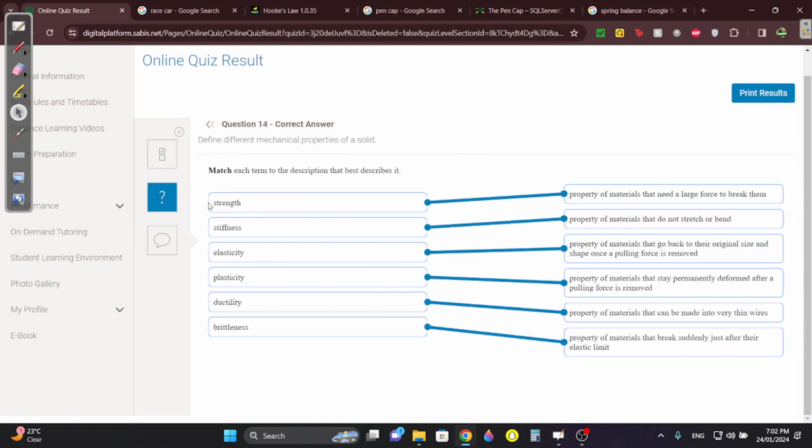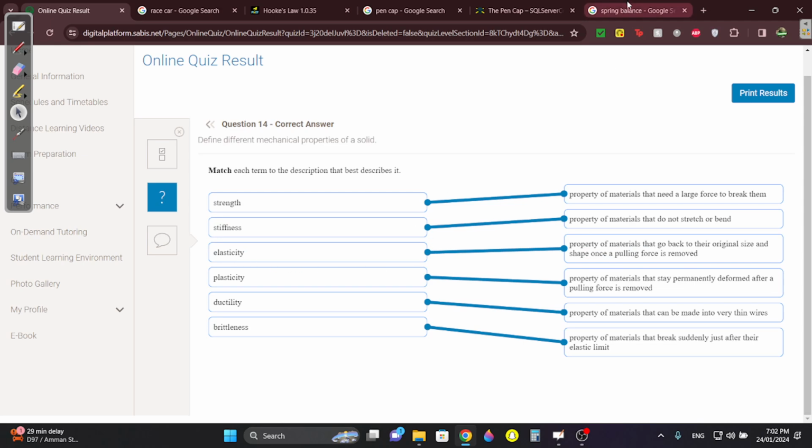Question 14. This one you memorize. Strength is how strong something is. If it has strength, it needs a large force to break it. Stiffness means it resists stretching, like wood is stiff because you can't really stretch wood. Elasticity means it goes back to the original size and shape after pulling it. So like a string would be elastic.